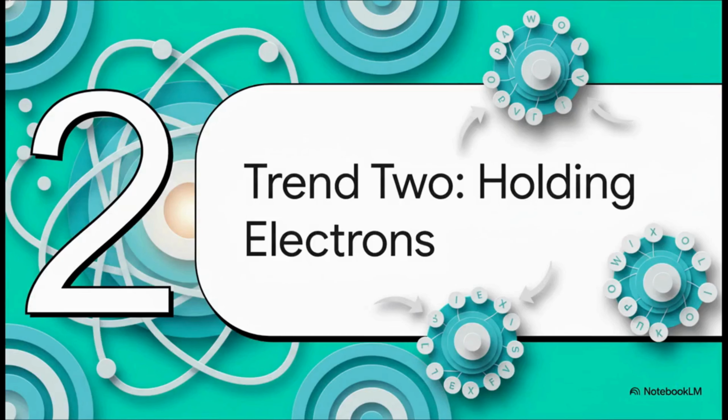All right, so we get atomic size. Bigger down here, smaller over there. But so what? Why do we even care how big an atom is? Well, it's because size totally dictates an atom's personality, especially how it deals with its electrons. And that, my friends, is the key to pretty much all of chemistry.